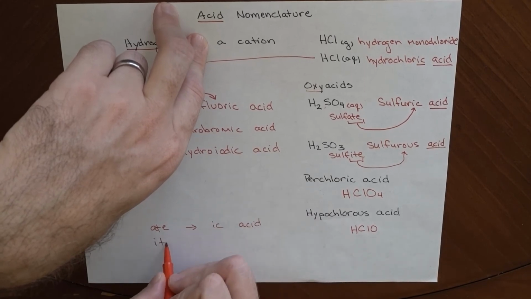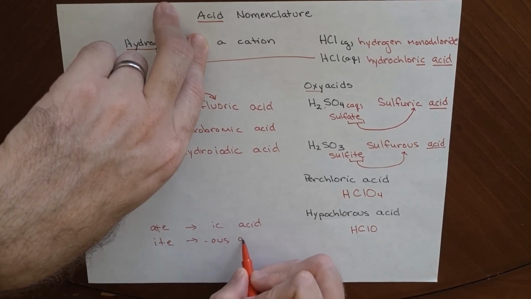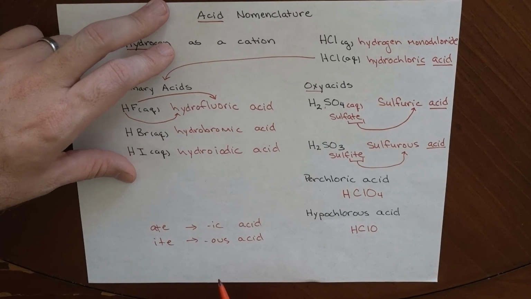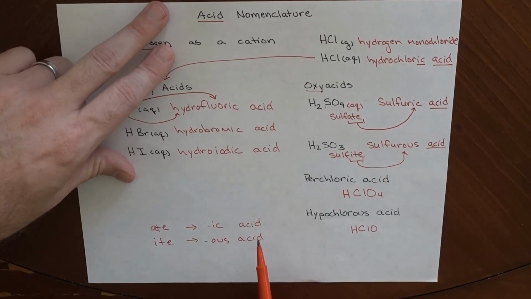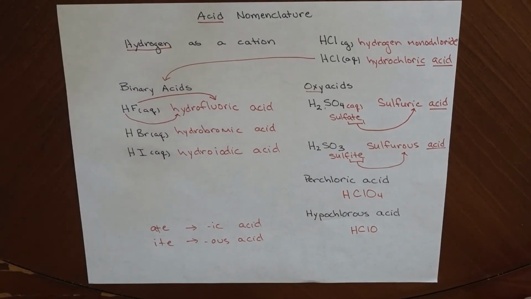Anything that ends in ITE becomes ous acid. We keep the root of the word and then add these suffixes. And since all of our polyatomic anions, oxy ones at least, end in ATE or ITE, that covers all of our acids. So, hope that helps. Good luck.